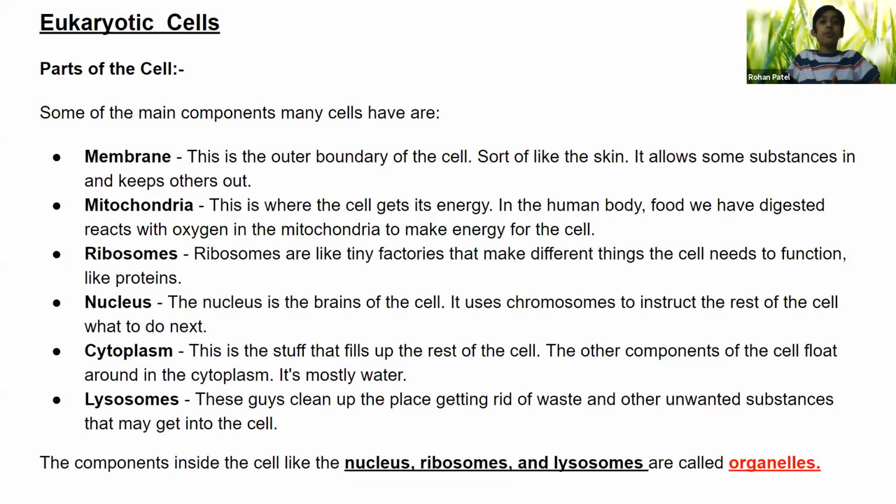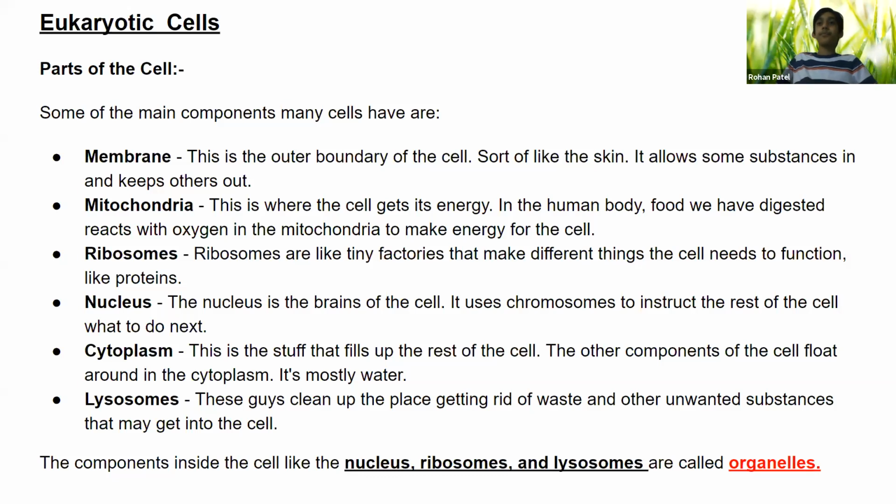Then we have ribosomes. Ribosomes are like tiny factories that make different things the cell needs to function, like proteins. That's the most important part of ribosomes. Then we have, of course, our nucleus, the brains of the cell. It uses chromosomes to instruct the rest of the cell what to do. We have our cytoplasm. This is the stuff that fills up the rest of the cell. The other components of the cell float around in the cytoplasm.